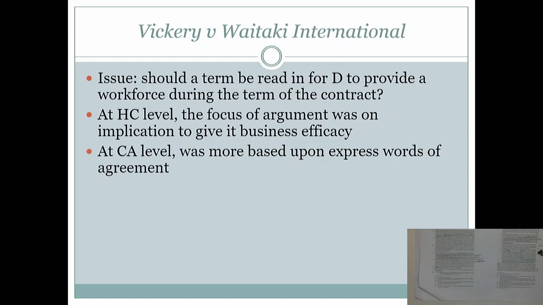But at the Court of Appeal level, the court's focus was directed far more upon the express words of the agreement and whether or not those express words implied in this requirement for a workforce. And the Court of Appeal said yes, it did.